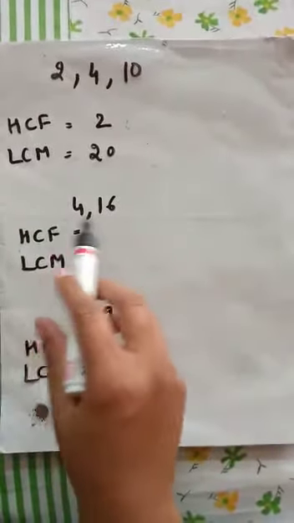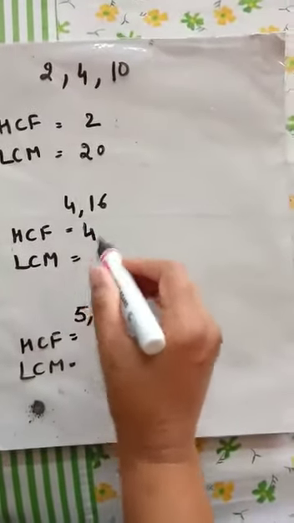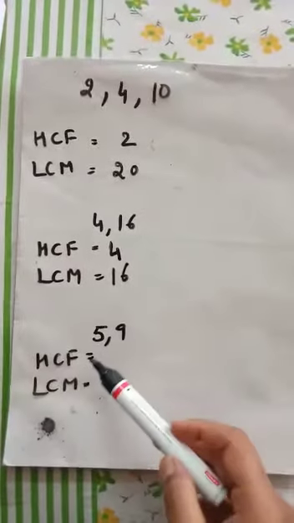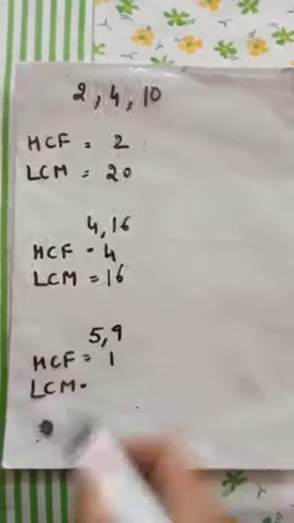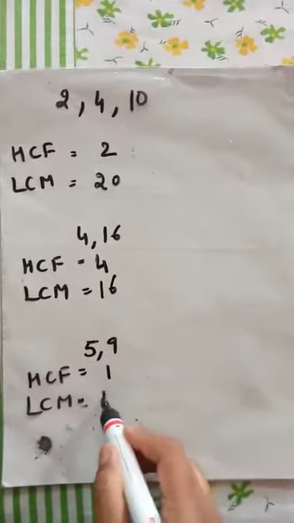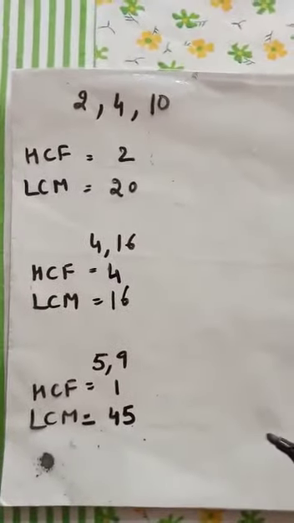Now look at these two numbers 4 and 16. The HCF will be 4 and the LCM will be 16 because they are factors. Now see 5 and 9, they are co-prime numbers, so HCF is 1 because there is no common factor, and the LCM is equal to 9 5s are 45. Now what I am trying to tell you is this.